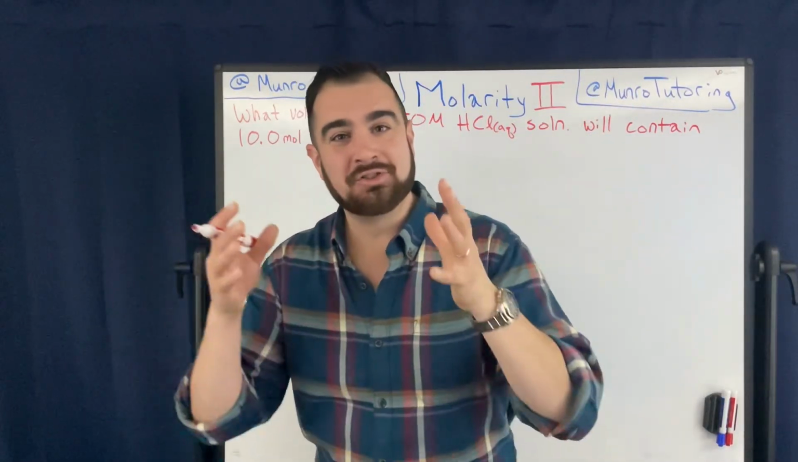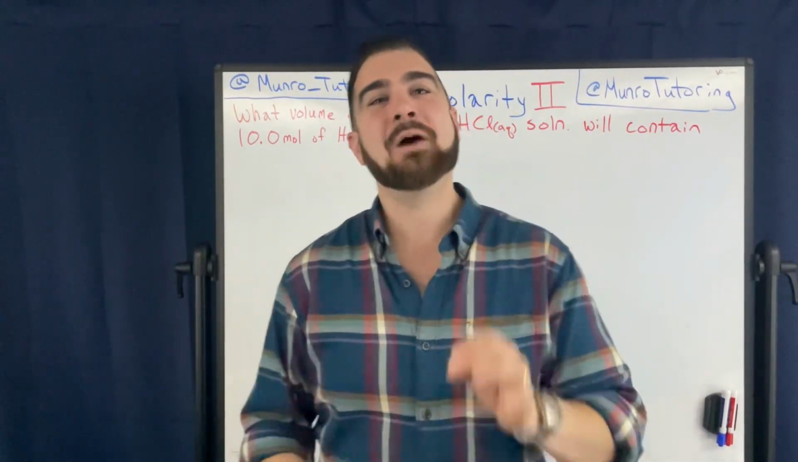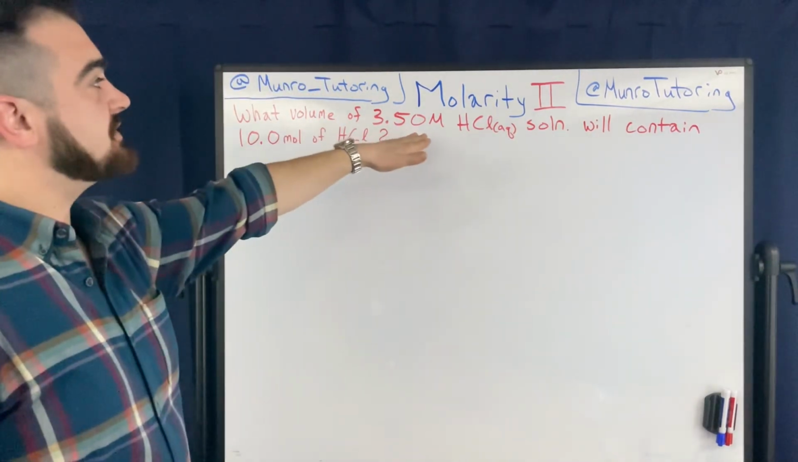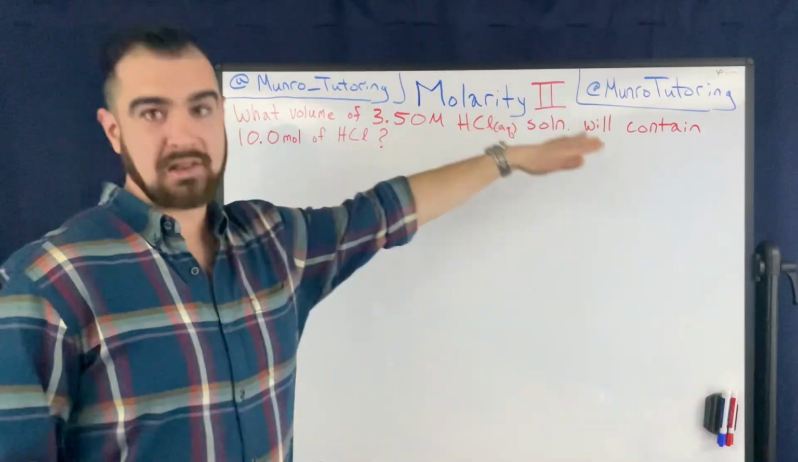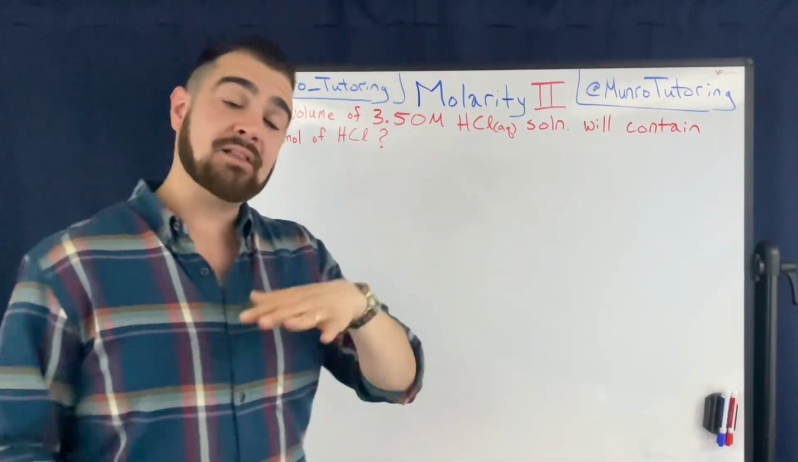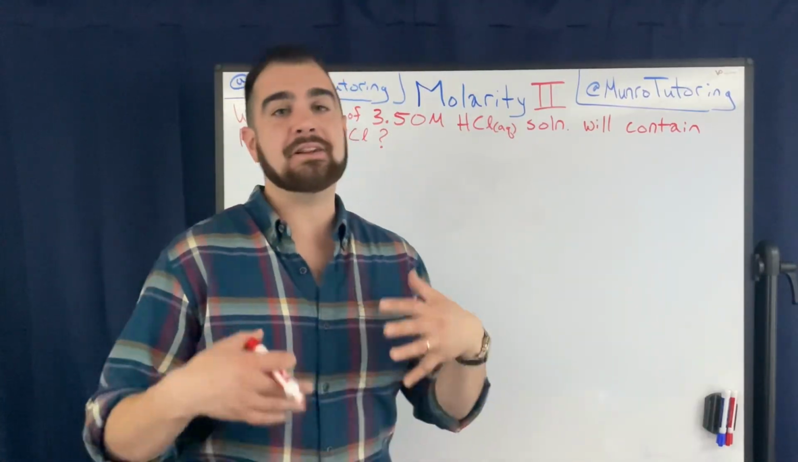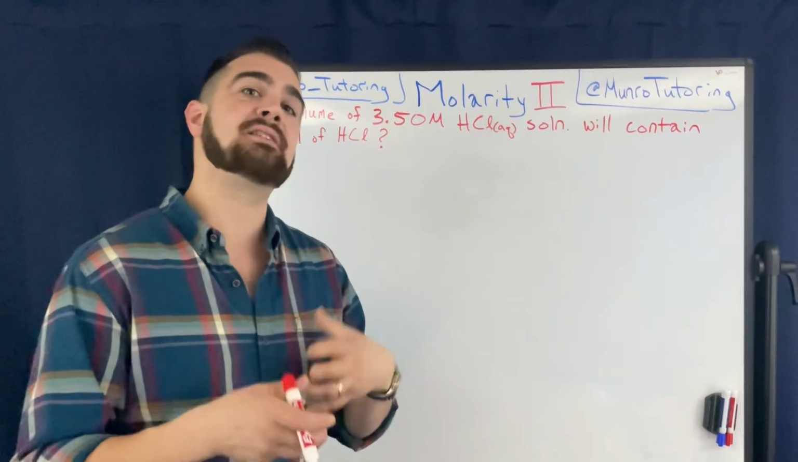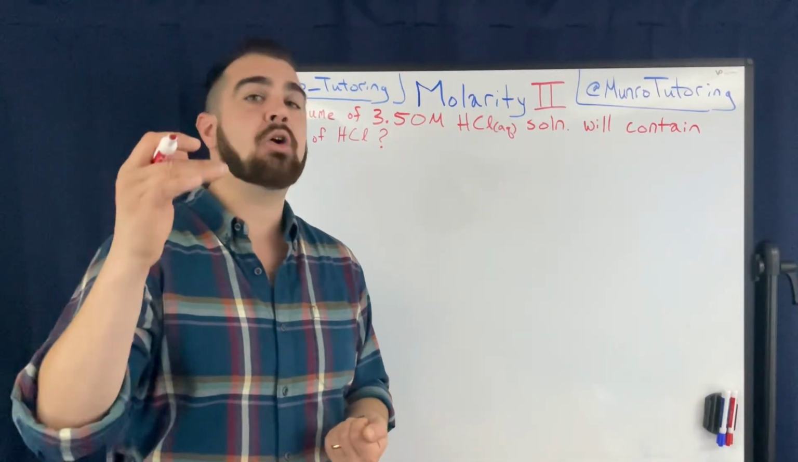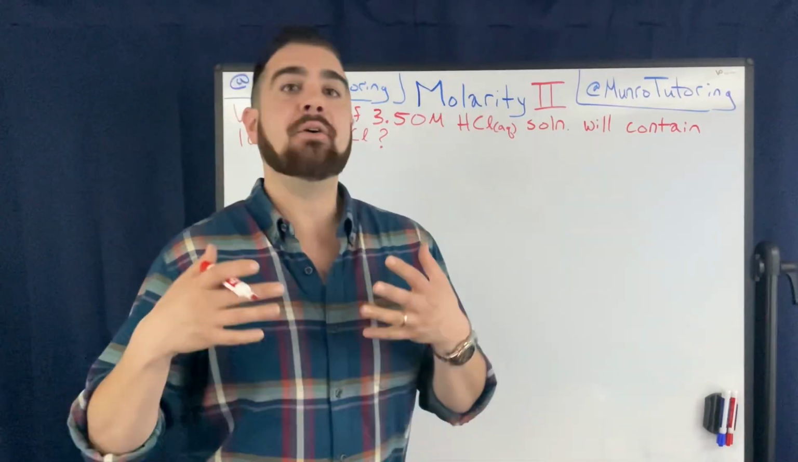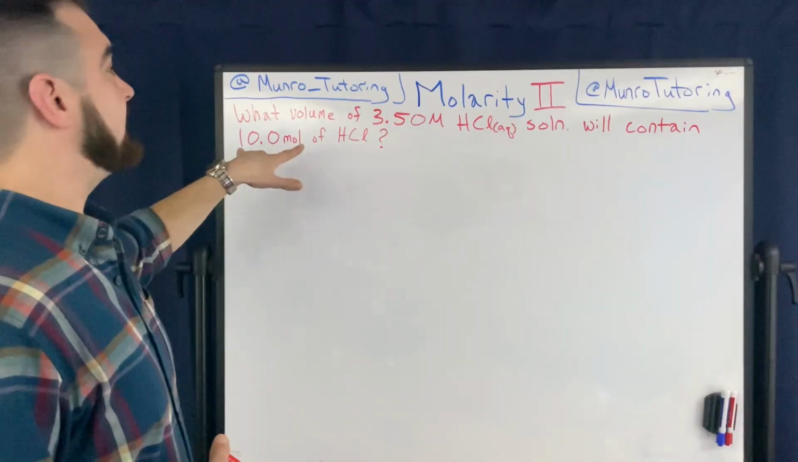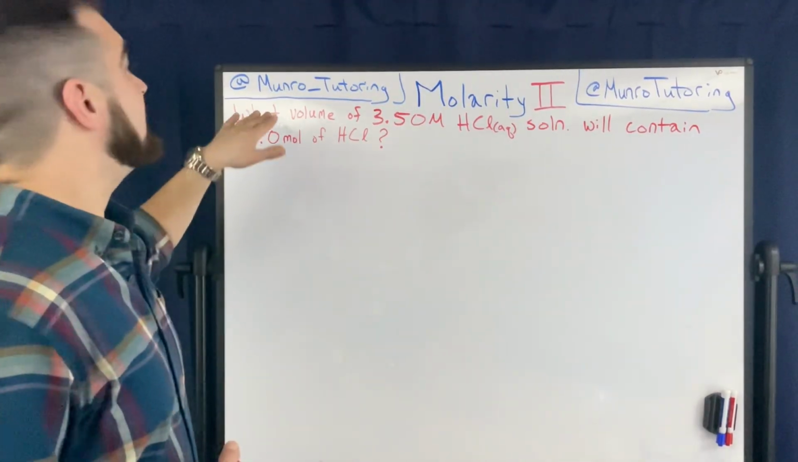Welcome to Monroe Tutoring. This is molarity part 2, and we're going to jump right in with the question: what volume of 3.50 molar hydrochloric acid solution will contain 10.0 moles of hydrochloric acid? In the last video, in part 1 of molarity, I defined what it is. Remember, molarity is a measure of concentration, which is equal to the moles of solute over the liters of the solution. Now, in this problem, we are given the molarity and the quantity of moles that we want, and we're being asked for the volume.